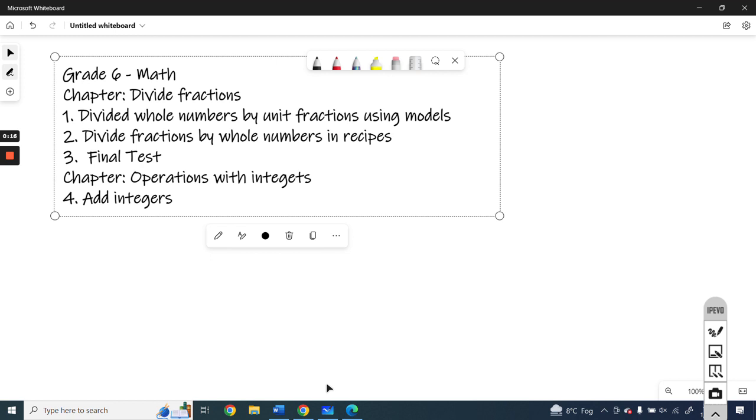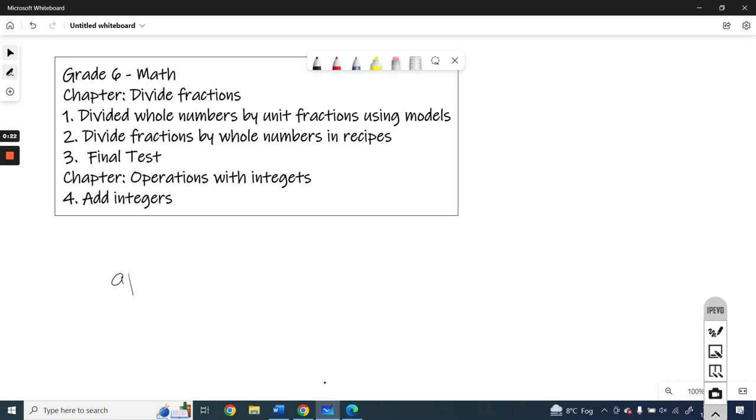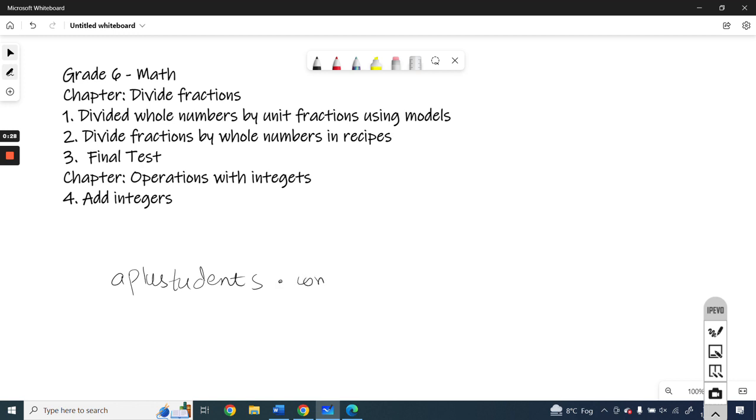We're going to start with grade 6 maths. You can find all the lessons on aplusstudents.com. You have to log in there using your email address and the password provided by the administrator. Then select math from the subject tab, scroll down to grade 6 maths, and there you can find a list of the chapters. Got it?